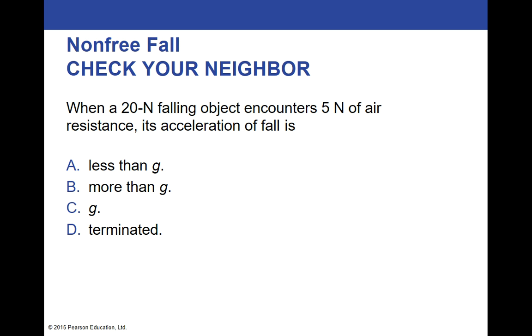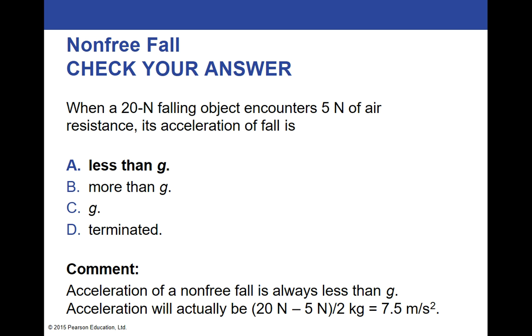This is the bottom right slide on page 45. When a 20 Newton object encounters 5 newtons of air resistance, what is its acceleration? When an object encounters any measurable amount of air resistance, you must conclude that the acceleration is less than 1g. 1g refers to 1 times 10 meters per second squared. So less than 1g of acceleration.